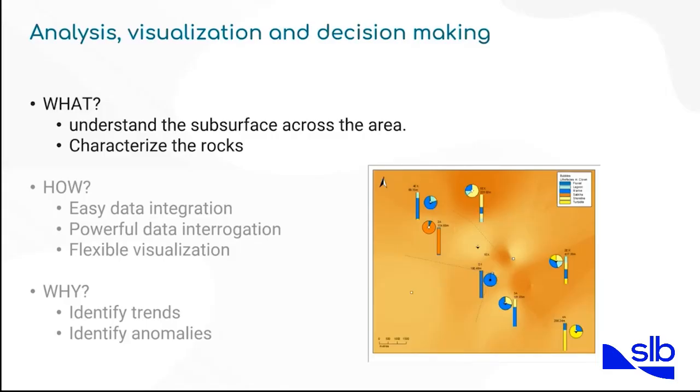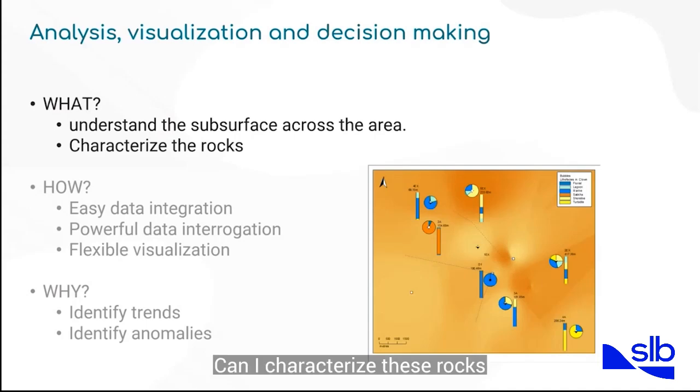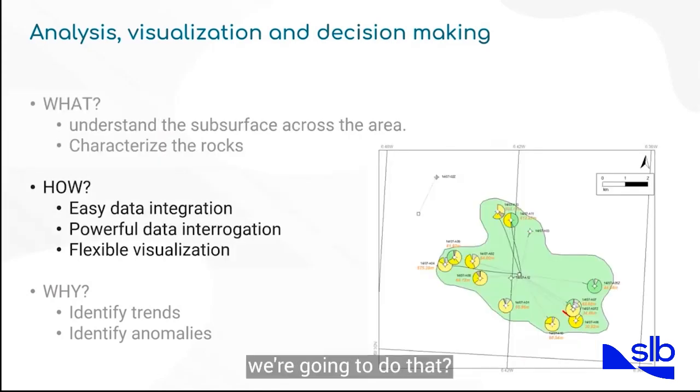Masking of our data. And ultimately, we as geoscientists are trying to understand what's happening in the subsurface. What is happening in this particular area that I'm interested in? Can I find analogues elsewhere? Can I characterize these rocks with the parameters, with the data that I have, in a way that makes sense with what I'm seeing in the data? And how is it we're going to do that?